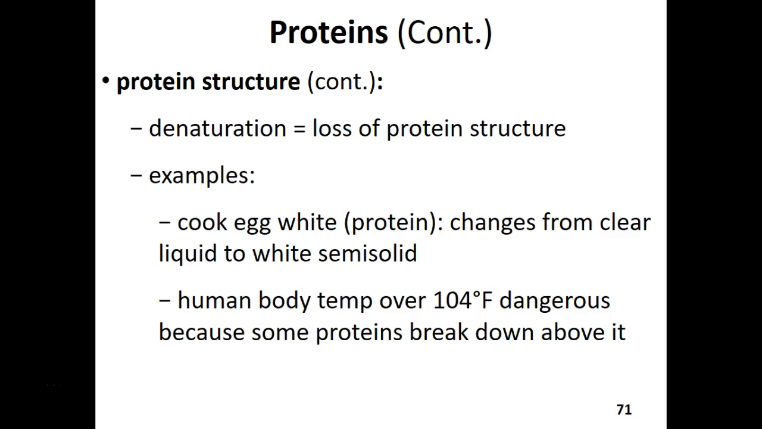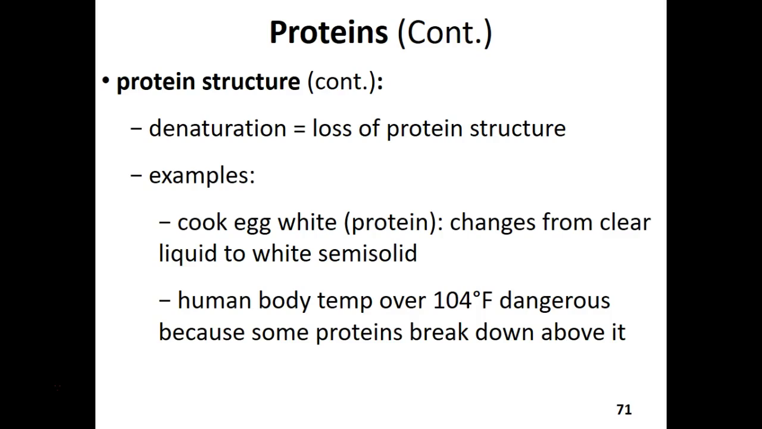Denaturation is loss of protein structure. And when you lose the structure, you lose the function. So an example, if you've never done this, which I'm pretty sure every one of you has done before, you cook an egg. So you break the egg, you put it on a hot skillet, and you watch.